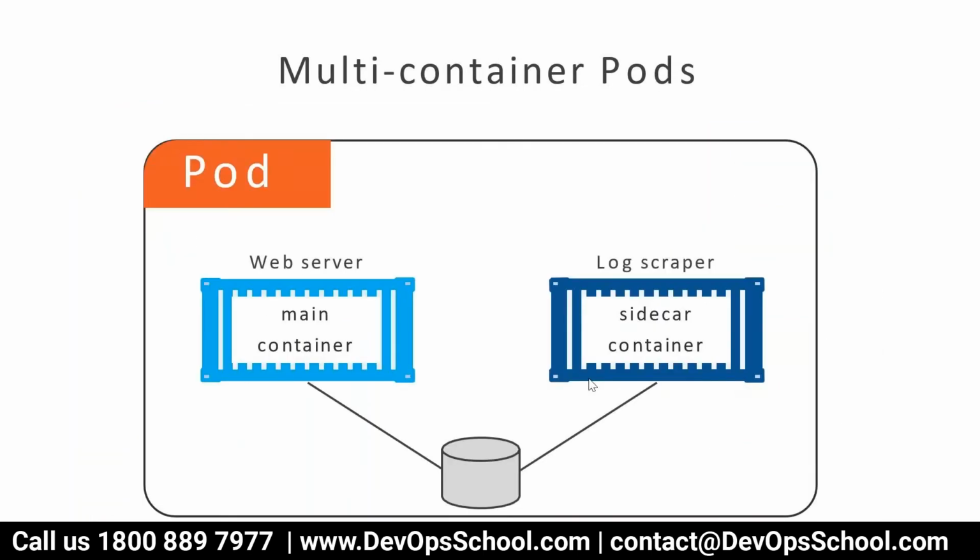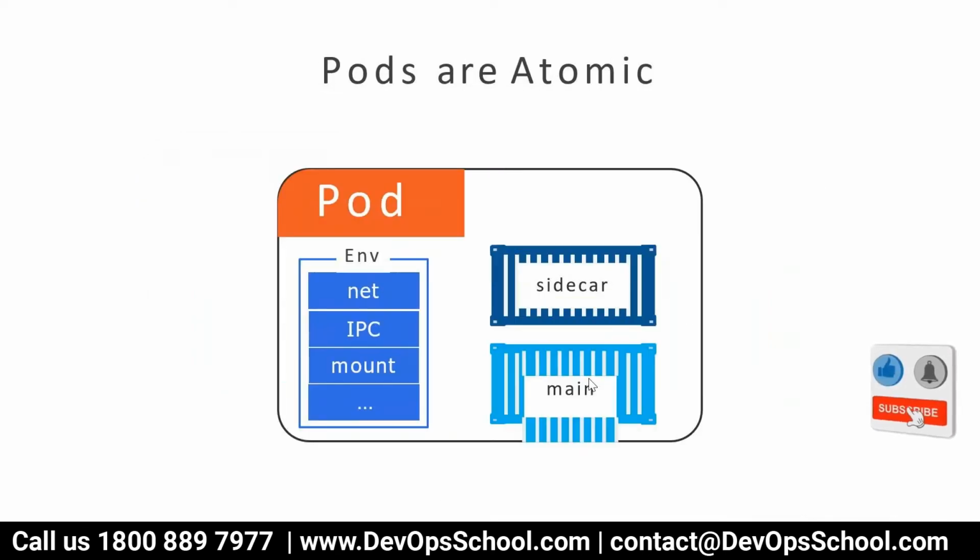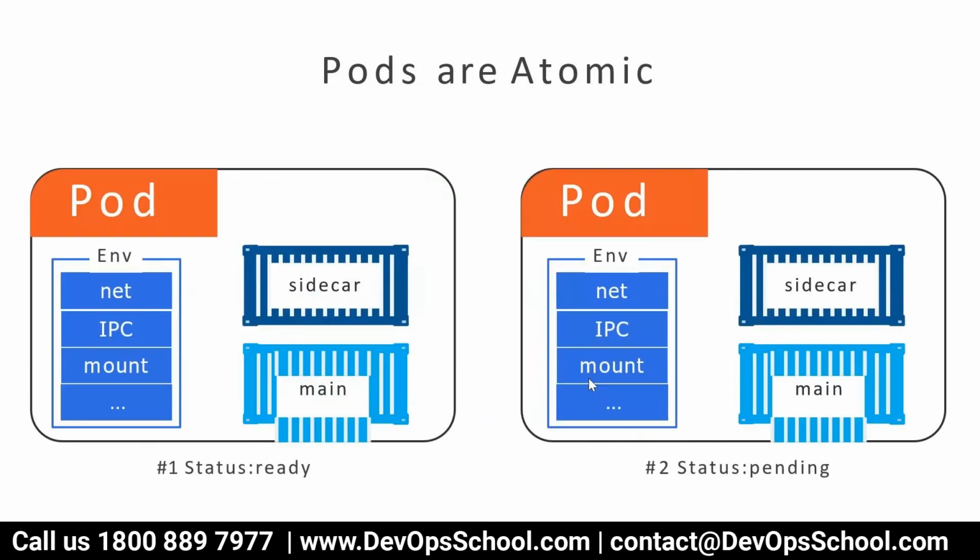So the first container which is running in the pod, we call it the main container. The remaining containers which you are running, we call them sidecar containers. Okay, so anything associated with the pod, like network, IPC, mount, all the containers can use it. Pods are atomic, so you won't get the same pod. You get a similar pod. So let's say if you want multiple pods, you can get similar pods.